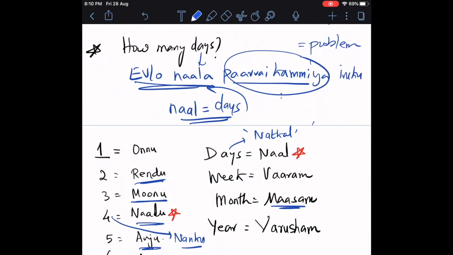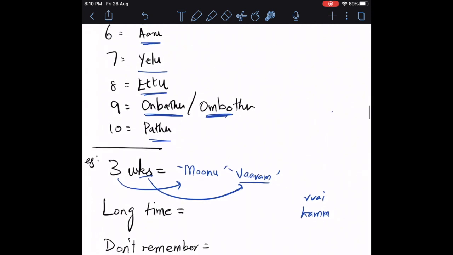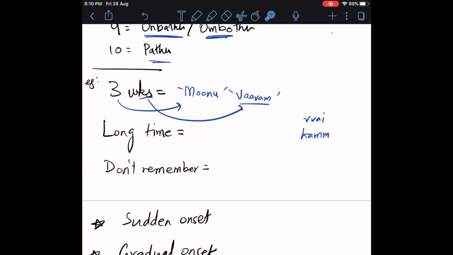So the patient will say, when you ask the question, எவ்வளவு நாளா பார்வை கம்மியா இருக்கு? 3 நாளா பார்வை கம்மியா இருக்கு. 5 மாசமா பார்வை கம்மியா இருக்கு. What do you mean by 5 மாசம்? 5 is 5, மாசம் is month. For 5 months I'm having defective vision. Very clear, very important.